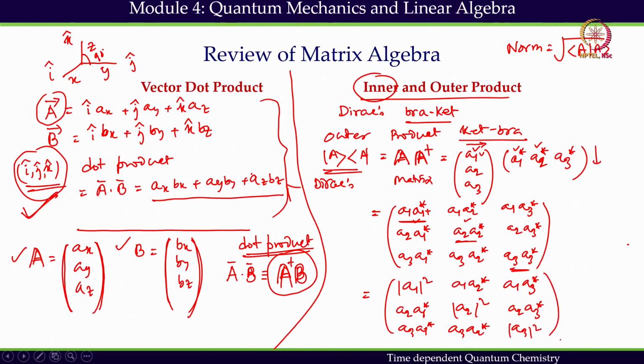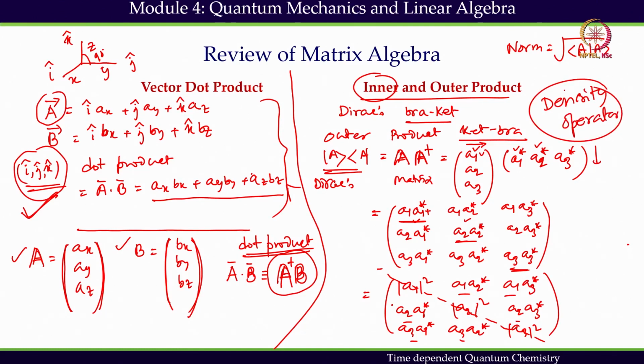Okay. So, what we see is that in the diagonal term we get individual absolute squares, and in the off diagonal terms, we get the cross terms. This kind of Ket-Bra notation will be used to represent the density operator. We will come back to the density operator at a later stage, not right now. It is related to the density operator. But inner product, we have understood.